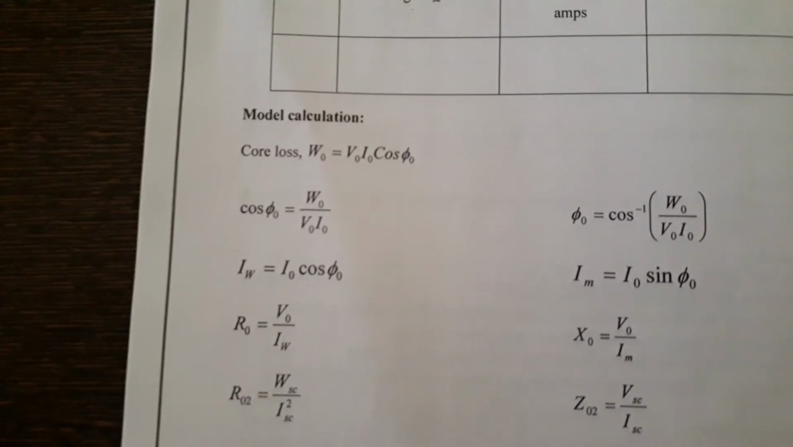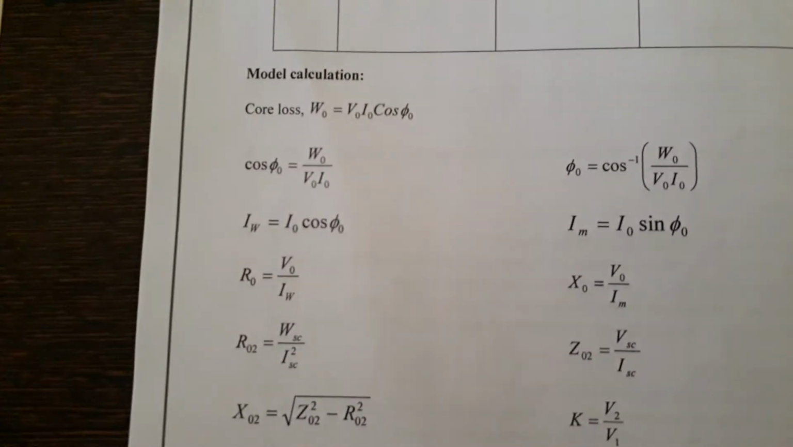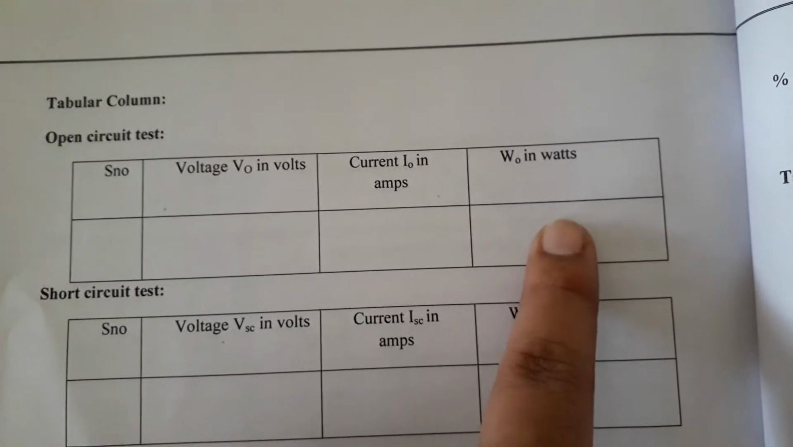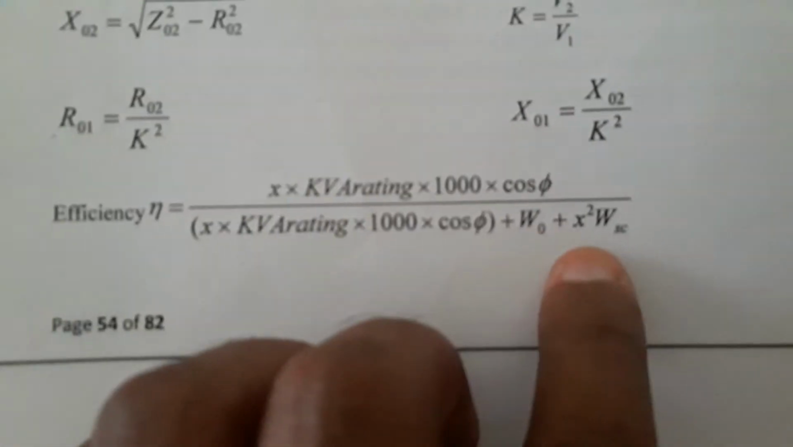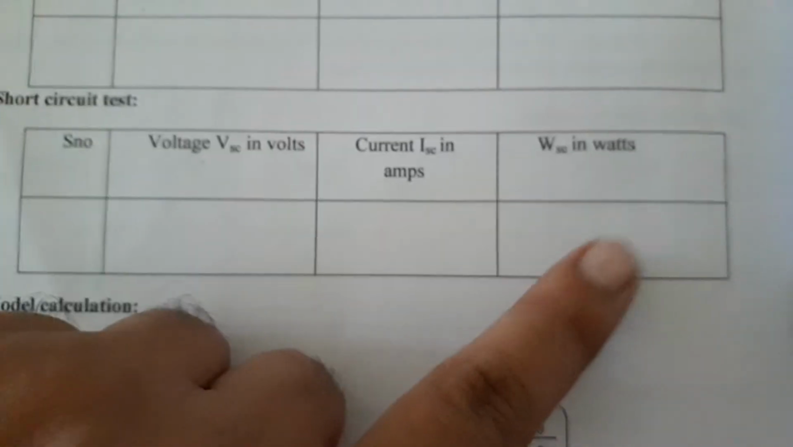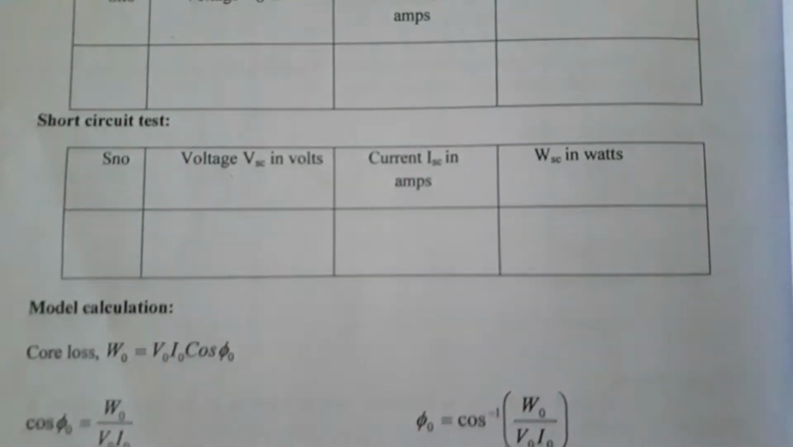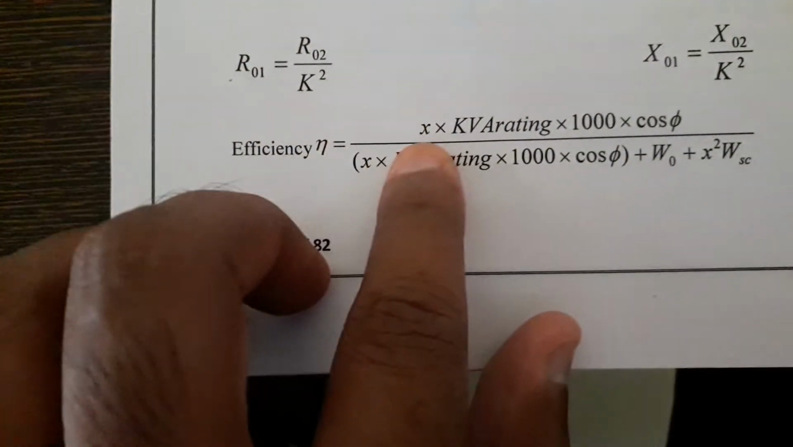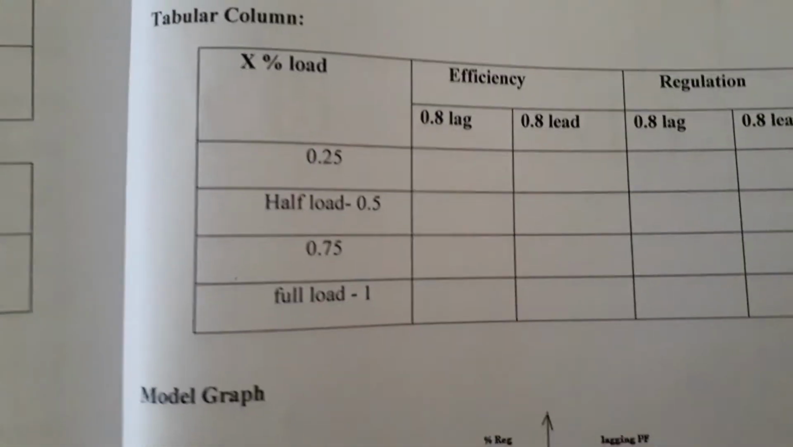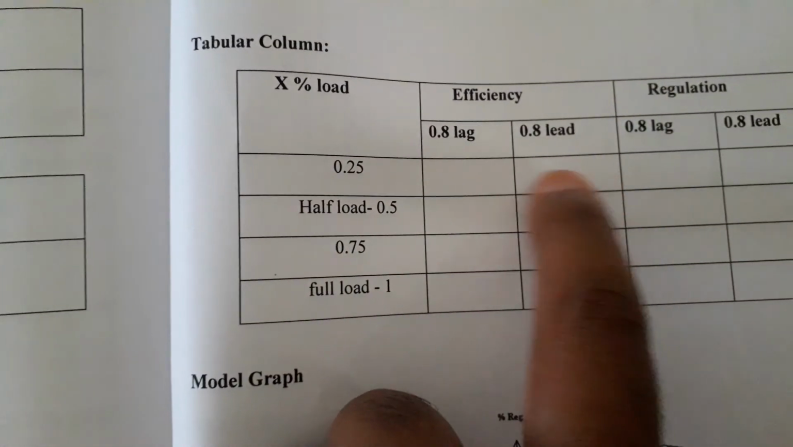So, here your core loss W0 is equal to V0 I0 cos phi 0, where W0 can be obtained from your open circuit wattmeter reading. That wattmeter reading is written here, plus X squared into WSC. Again, X is your percentage of load, and WSC is the wattmeter power we have measured in the short circuit test. By varying X in both the numerator and denominator, we can calculate the efficiency for different loads.